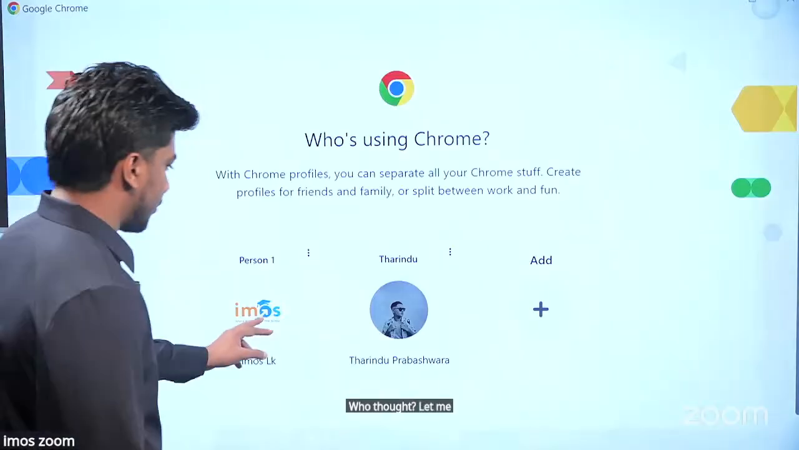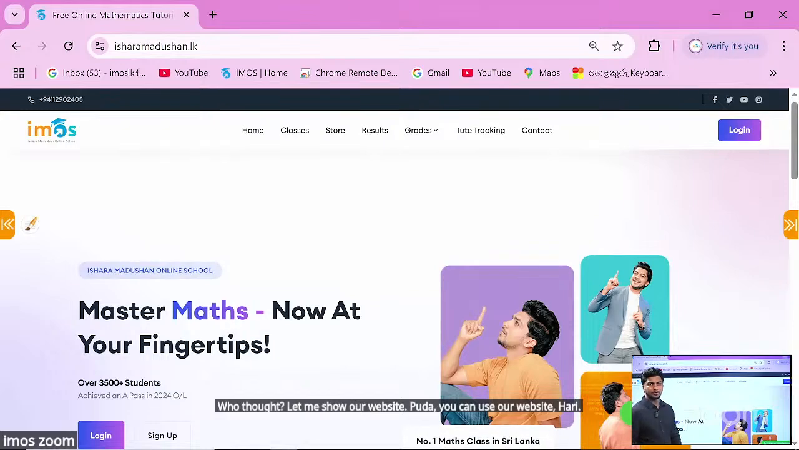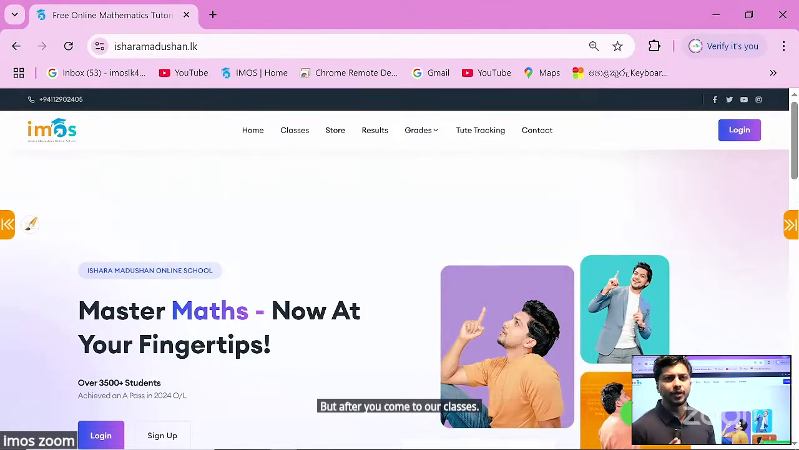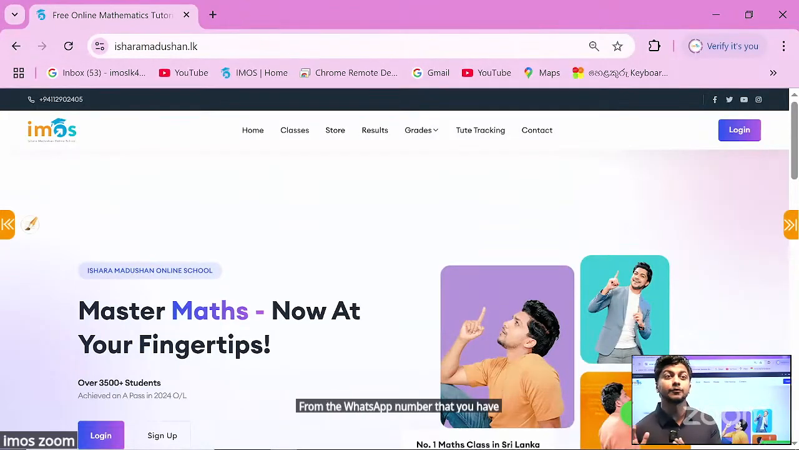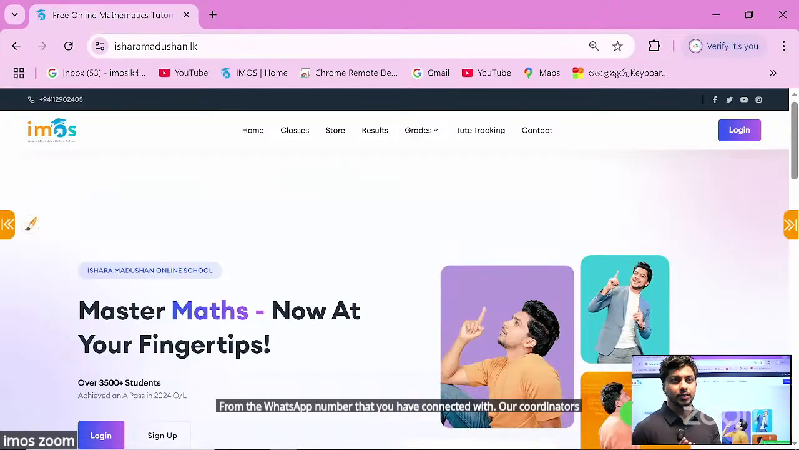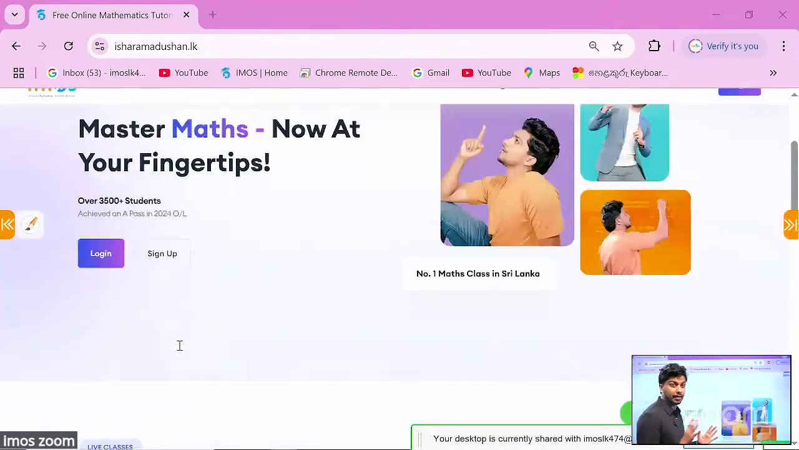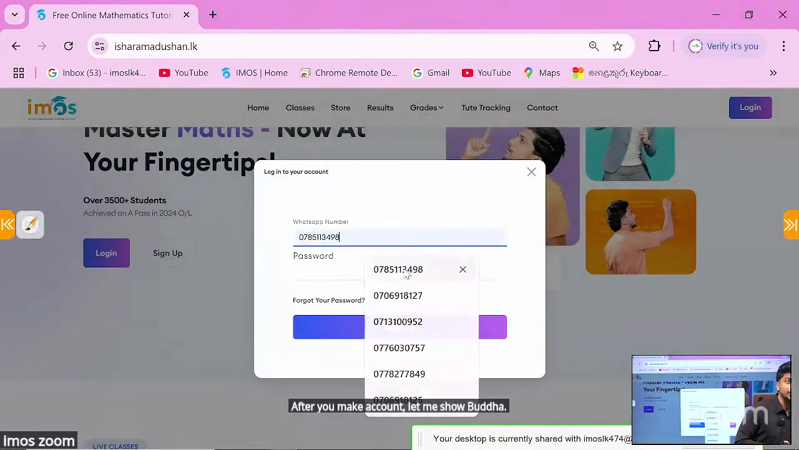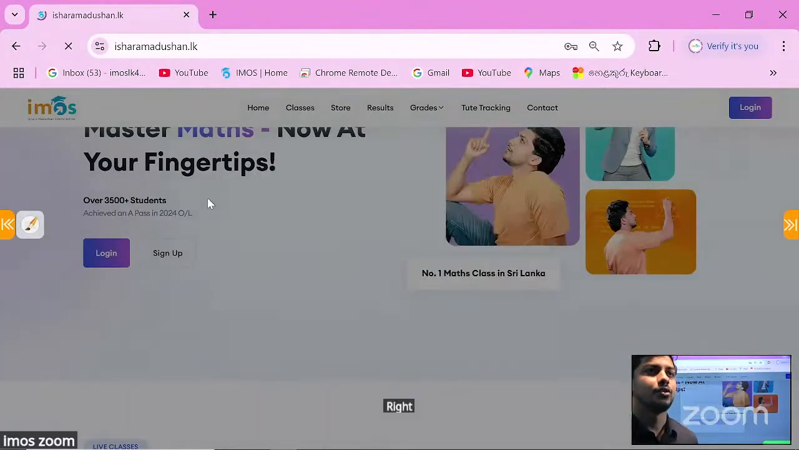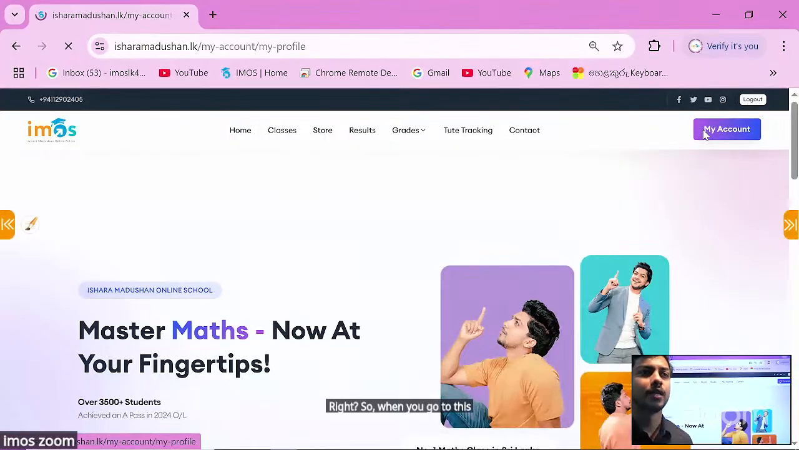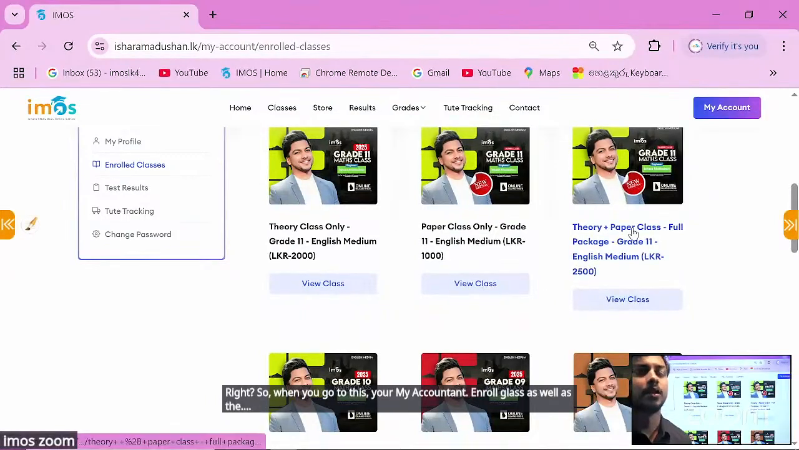Let me show our website. After you come to our classes, you have to make an account on my website from the WhatsApp number that you have connected with our coordinators. Let me show, when you log in, what are the features that you can experience. When you go to My Account and Enrolled Classes, your class will be viewed here.